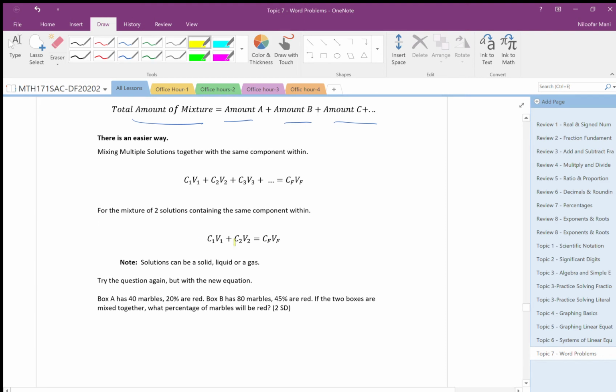When you think about concentration: concentration 1 multiplied by volume 1, plus concentration 2 multiplied by volume 2, is concentration final multiplied by volume final. Then what is volume final? Volume final is volume 1 plus volume 2. So I can use these two to find the answer for many questions. Okay, mixture problem.